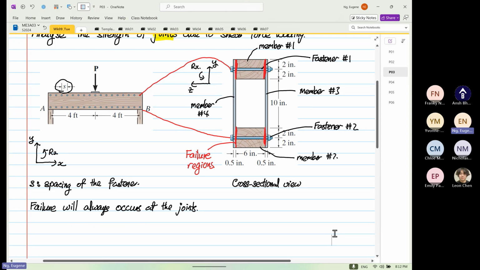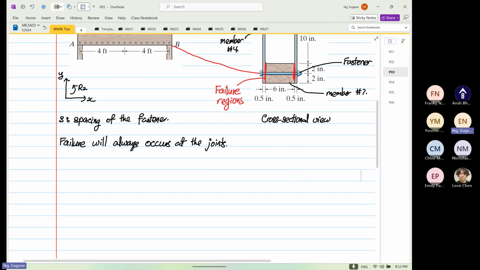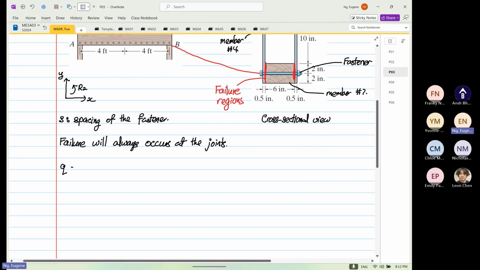Okay, so failure will always occur at the joint. Now, the formula that we're going to apply to calculate this analysis is the formula q, which is again our shear flow, right? So we know that q is equal to VQ over I.